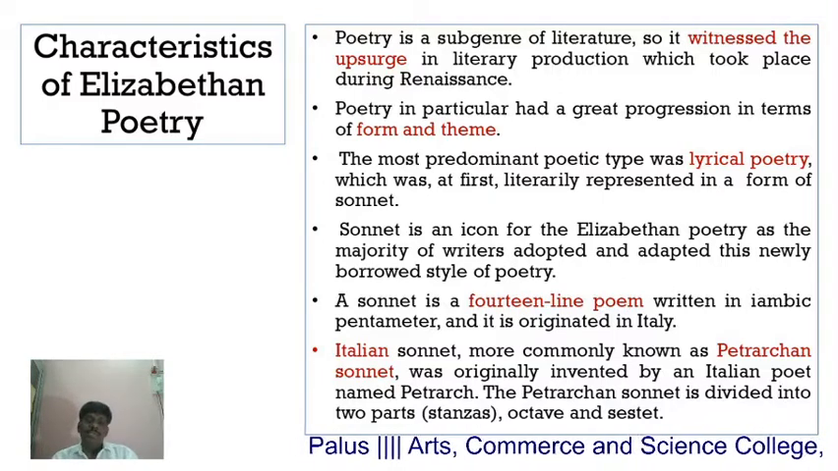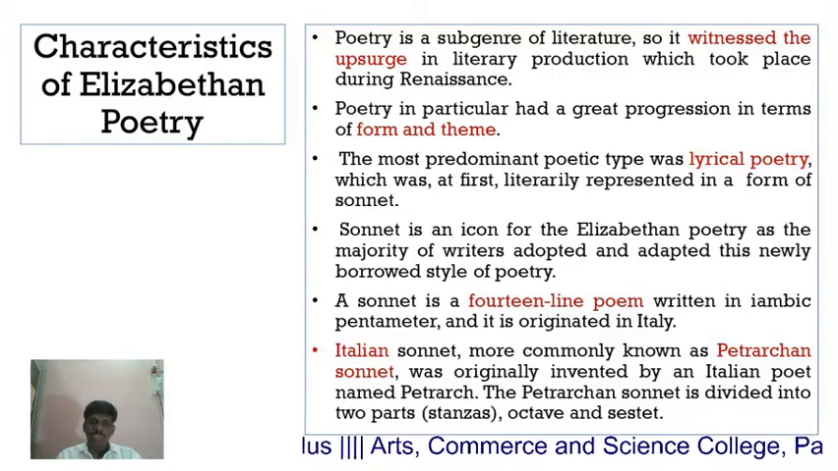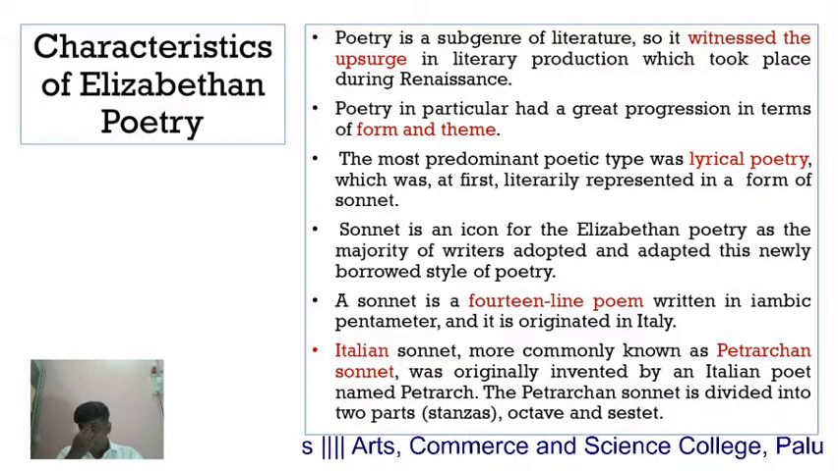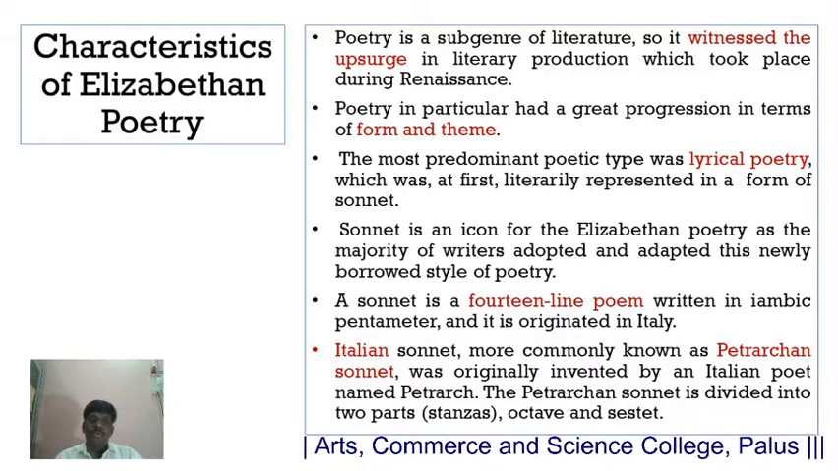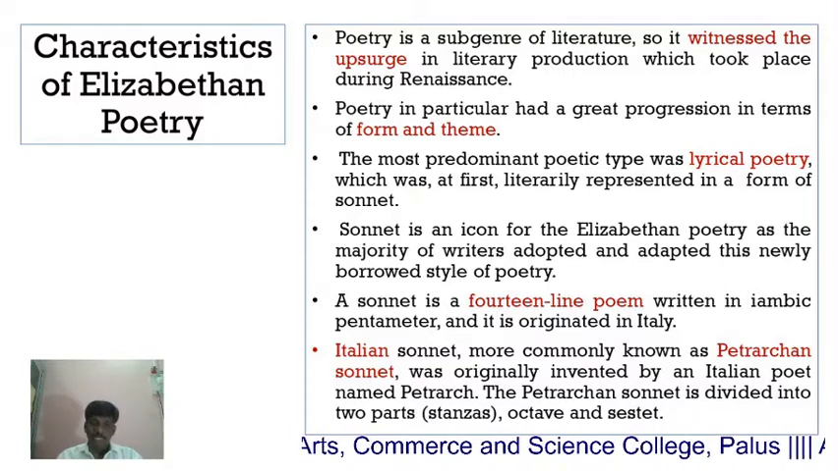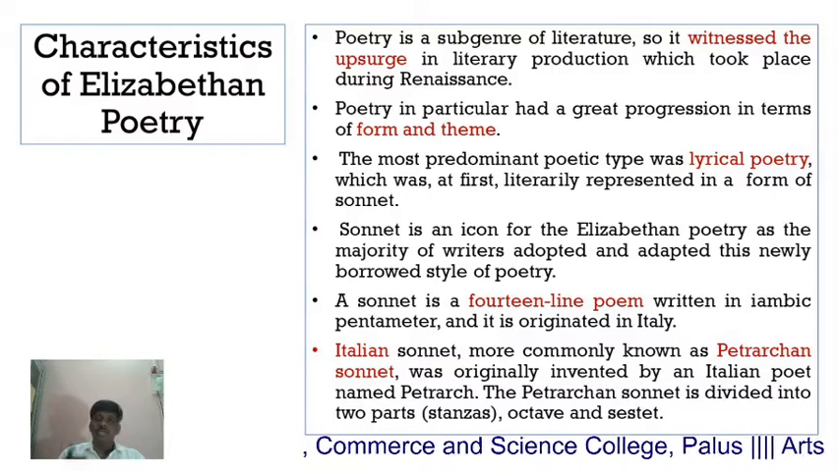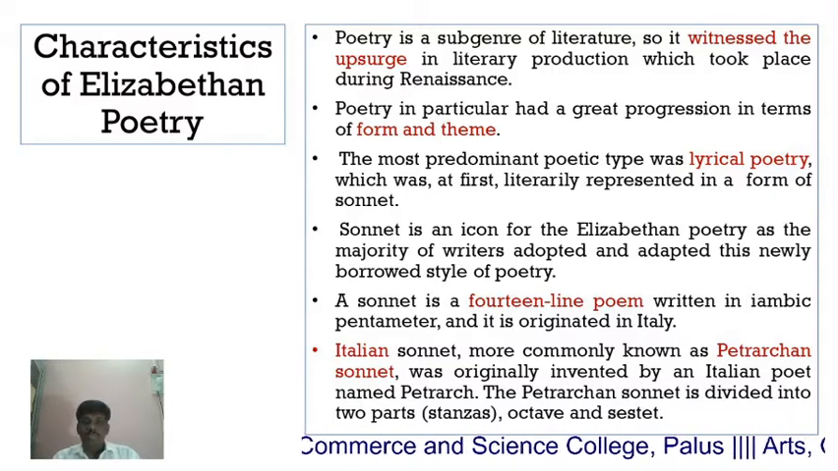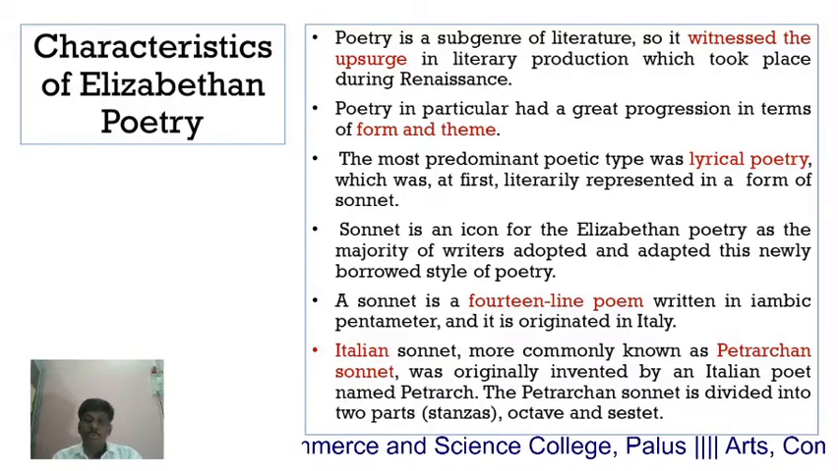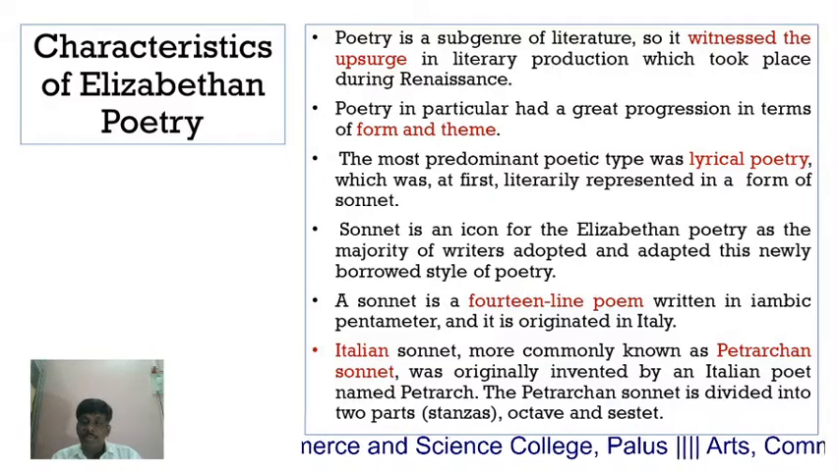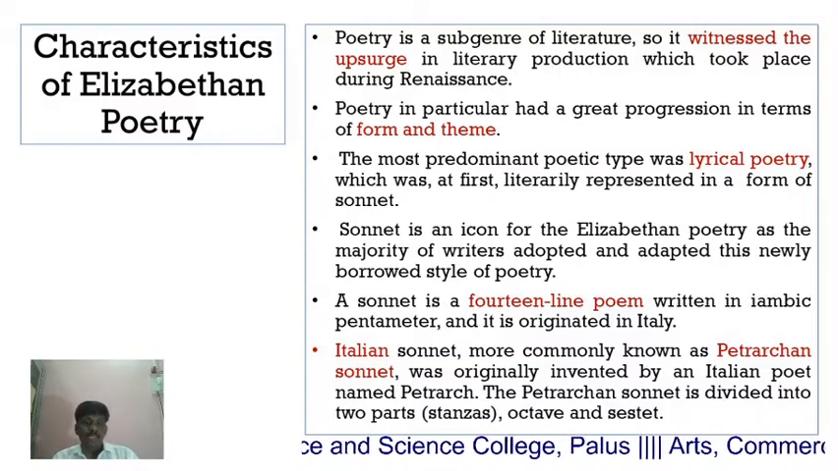This is again a very surface level introduction of the sonnet. We will go into detail of all these things. We will discuss this particular point with actual sonnets. That is also very important to realize the characteristic features of the sonnet in the actual sonnet. So see, what is a sonnet? A sonnet is a 14 line poem written in iambic pentameter, and it originated in Italy.